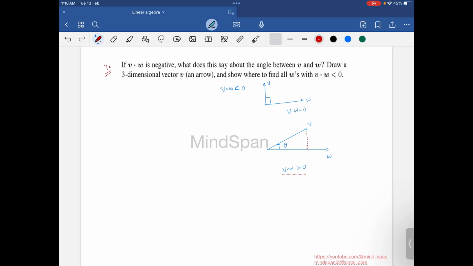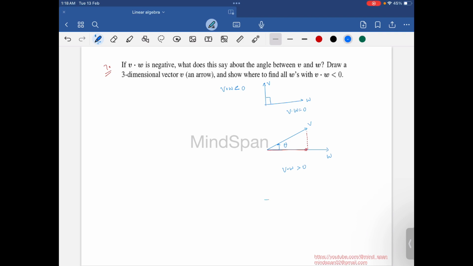Also you can see this dot product as a projection, so what you find is this length, this one, right? So we will talk about this more when we go through the chapter on projection, right?